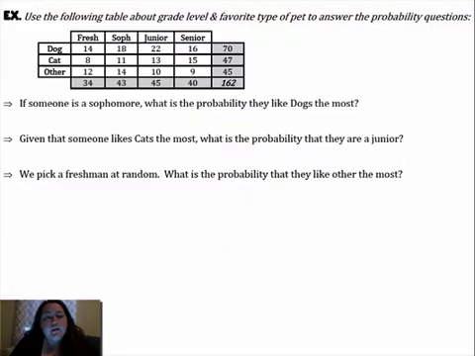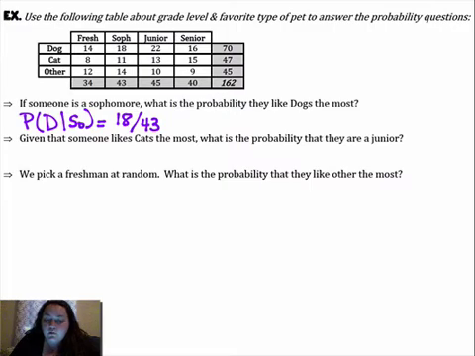Alright, another example. Use the following table about grade level and favorite type of pet to answer the probability questions. If someone is a sophomore, what's the probability they like dogs the most? Alright, so if I'm looking at sophomores, and I'm looking at that they like dogs, I have the probability that they like dogs given they're a sophomore. Well, I have 18 sophomores that like dogs out of 43 total sophomores.